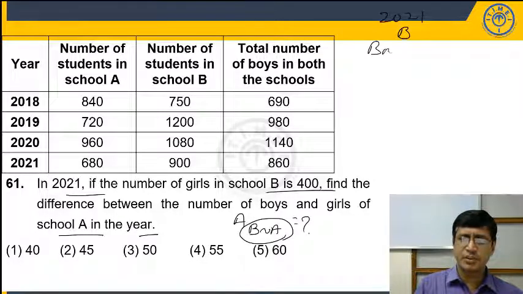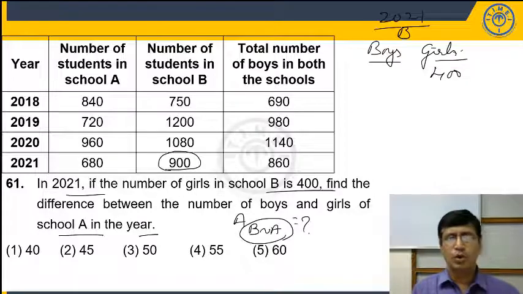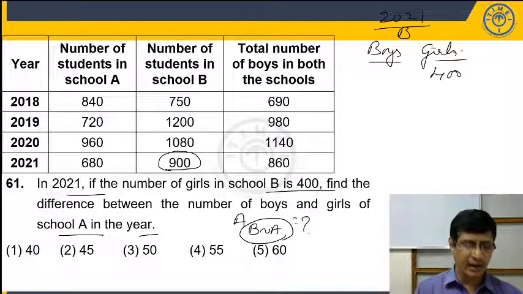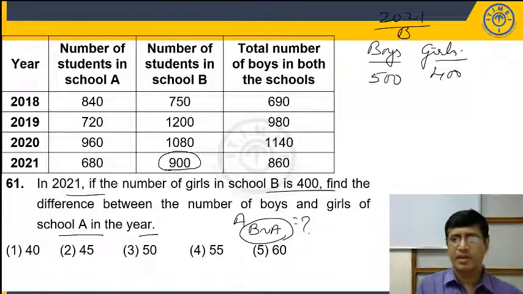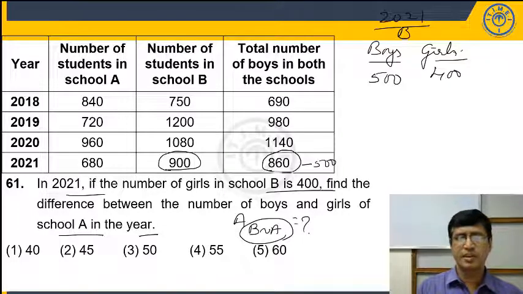So how many boys and how many girls are in school B? If the number of girls in school B is 400 in 2021, and the total number of students is 900, then what are the boys? Boys is equal to 500. This is the total number of boys in both the schools. When you subtract 500 from this, it will give 360. What is the 360? Boys in A.